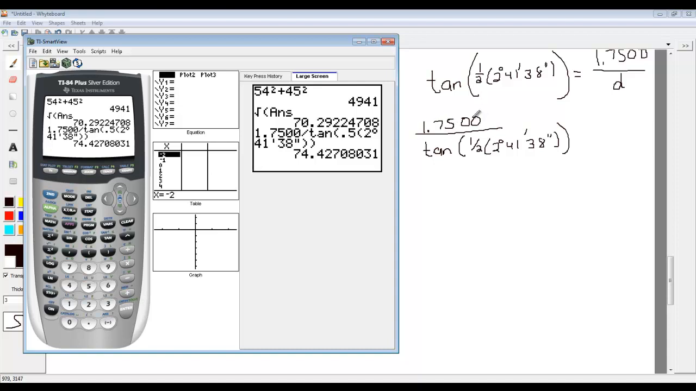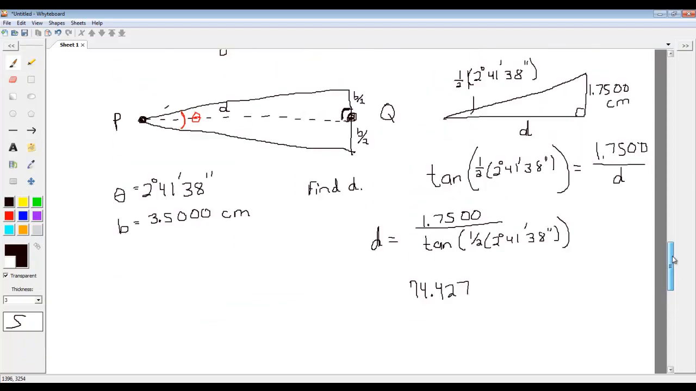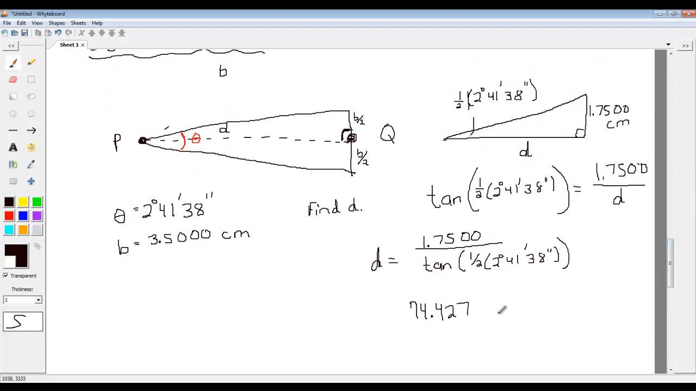This 1.7500 was to five significant digits, so let's take this to five significant digits. So 74.427. And that distance measurement was in centimeters. So apparently D is 74.427 centimeters. I was trying to circle that and it didn't go through. But that's how you could be a surveyor and figure out that distance.